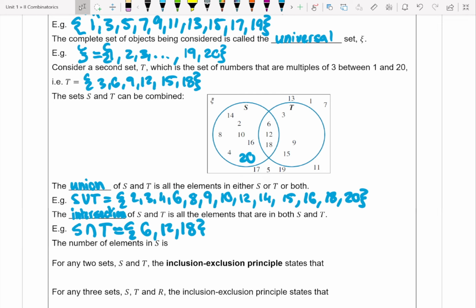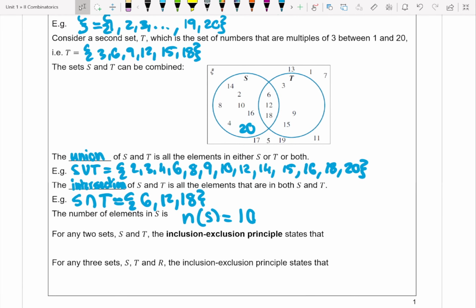So the number of elements in S is given by n of S, which in our case is going to be all the numbers from 2 to 20 that are even, and that's going to be 10 items, 10 elements.